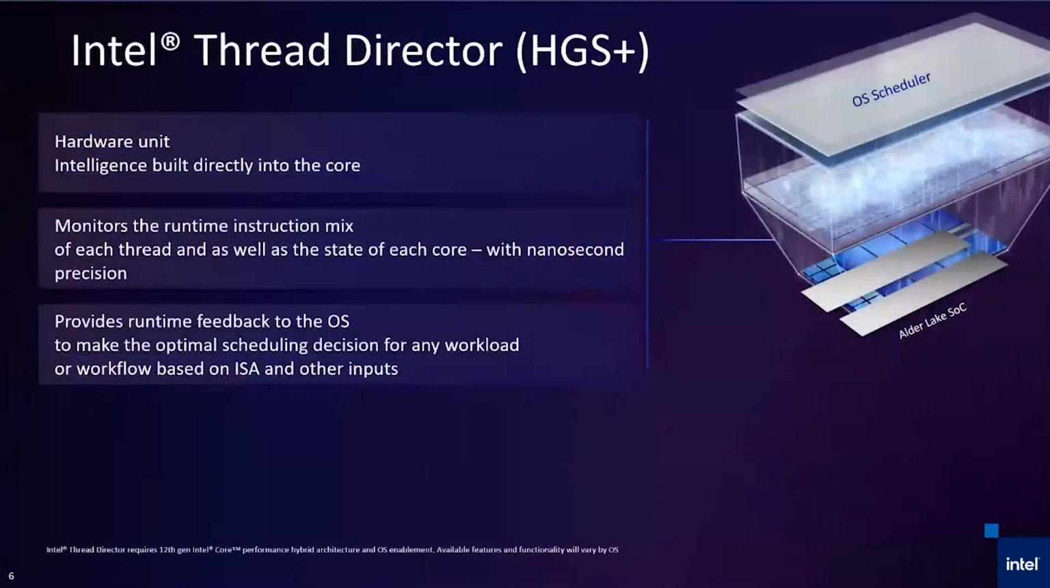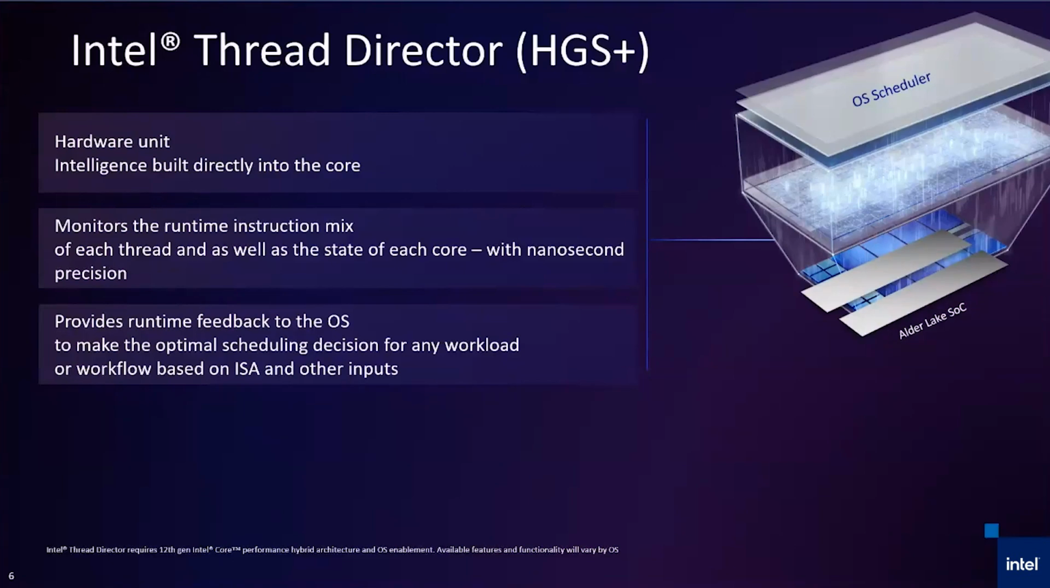Another thing that's worth mentioning at the very start of any hybrid talk for Intel is Intel's Thread Director. This is actually a piece of hardware built directly into the core. Its job is to monitor the instruction mix of any individual thread, along with the state of each core in the system, with a very high level of precision. The idea is this provides feedback to the OS, allowing it to make optimal scheduling decisions based on the workload and any other characteristics in the system.